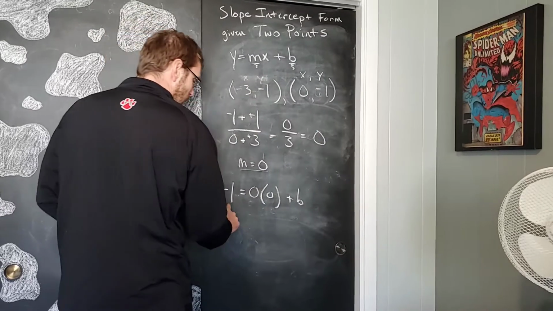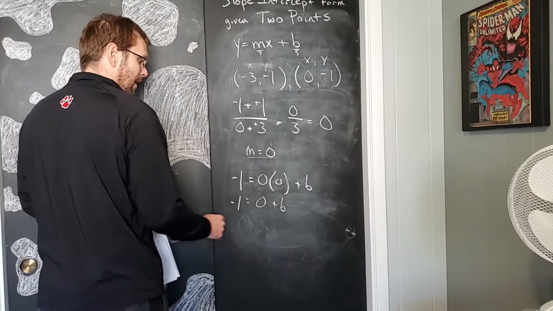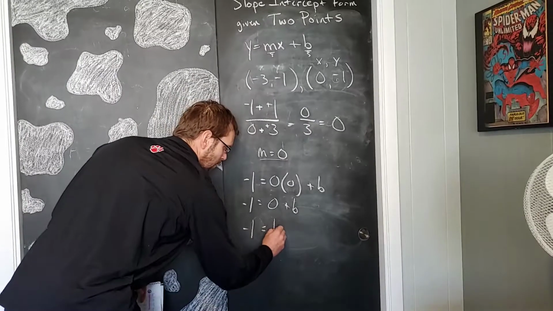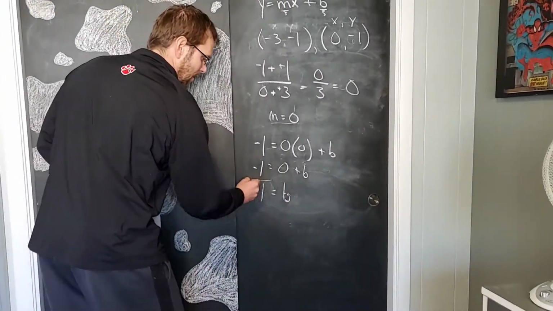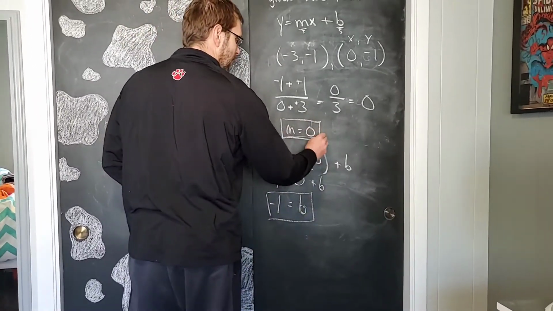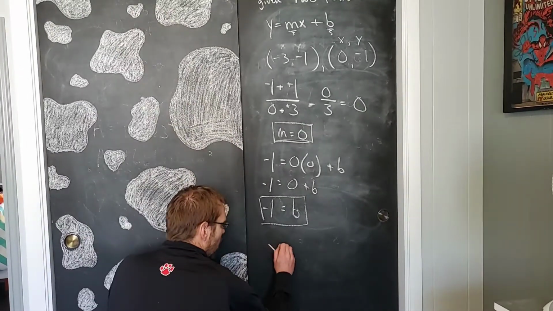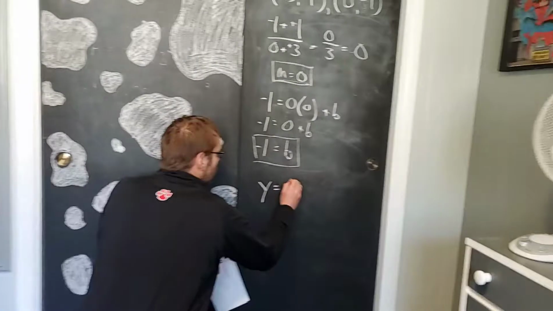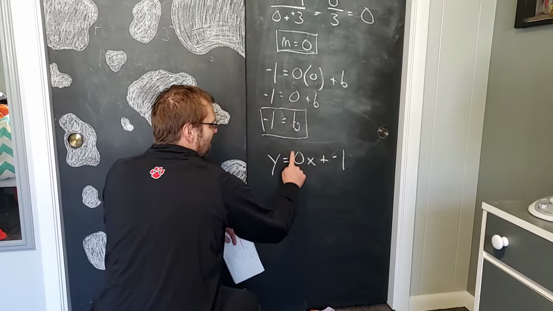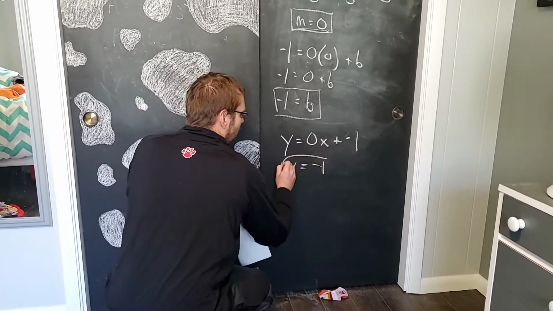So now I keep rolling. Negative 1 equals 0 plus b. And normally I have to subtract 0 out of there, but 0 plus b is just b. So negative 1 is b. So here's what I have. I have my 2 things I need. There's b. There's m. The only thing I have to do is just write my equation. So y equals 0x plus negative 1. And I can clean this up because 0x is the same as nothing. So y equals negative 1.